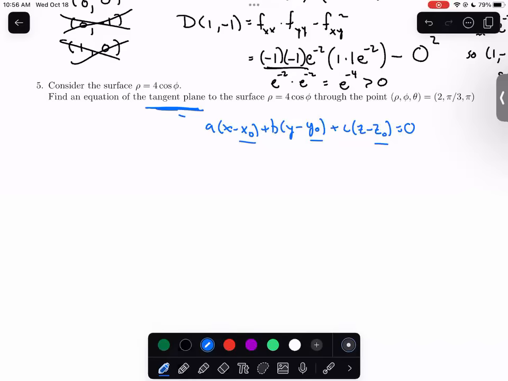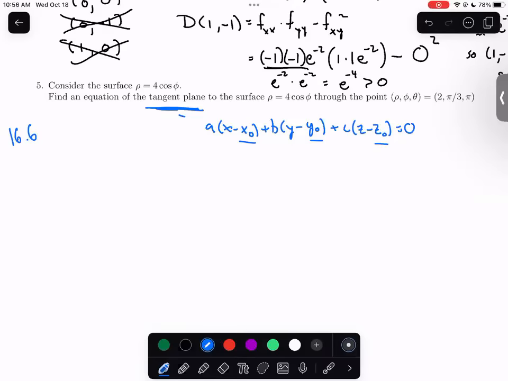The other piece for our tangent plane is that we need to know a normal vector. So there are two ways that we could do this. If we think about this as a 16.6 style question, we could come up with a parametrization for this and then find the normal vector as the cross product of tangent vectors. This was something that we did a fair amount in 16.6.